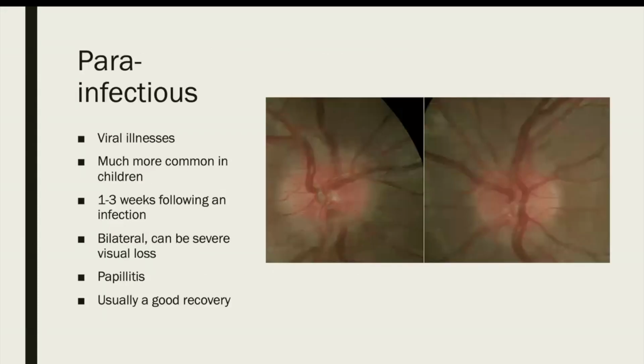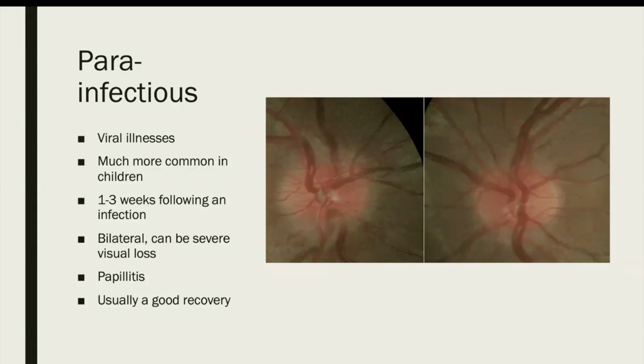So moving on to your para-infectious. So this is basically somebody who presents a few weeks after a viral illness, typically. And you're looking at your most common viral causes of something like chicken pox, measles, mumps, rubella, whooping cough in children. These are people who are going to then present maybe 1 to 3 weeks later with this sort of bilateral optic neuritis.